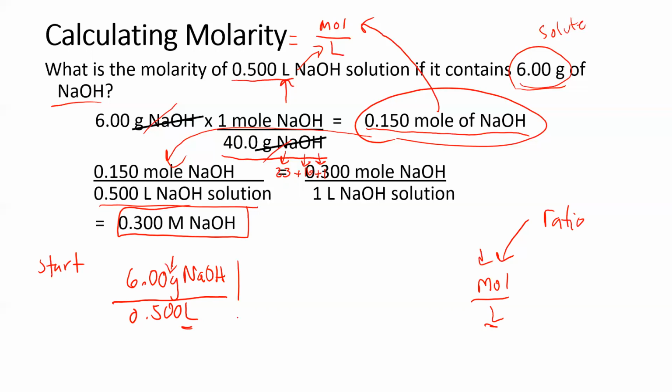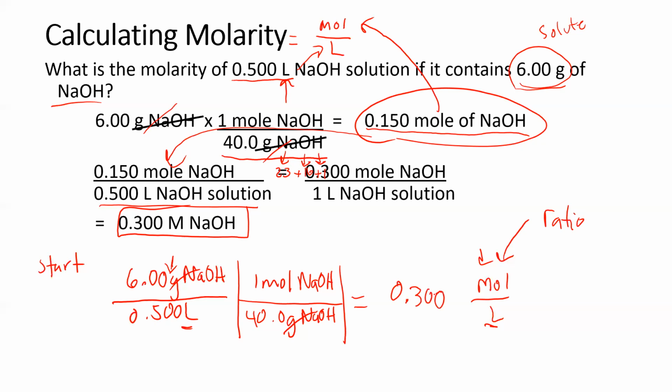And how can I do that? Just like I did above. I can say that there's 40 grams of sodium hydroxide per 1 mole of sodium hydroxide. And then my unit of grams of sodium hydroxide would cancel, and I'd be left with moles per liter. And I would get that value of 0.30 moles of sodium hydroxide per liter. And you can do that on your calculator.